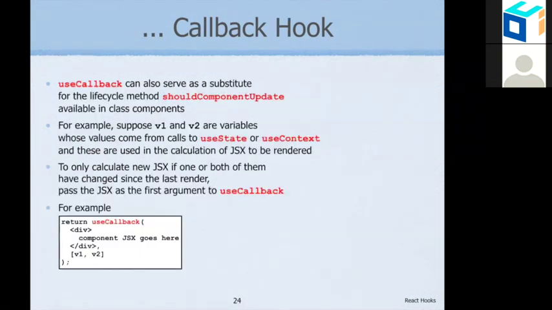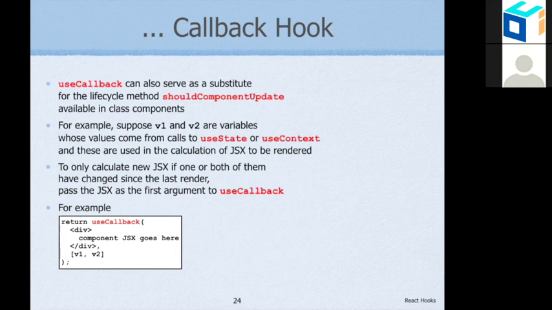So the example I just talked about was using the use callback hook for callback functions. But the other use you should consider is as a substitute for where you would have used should component update in a class-based component. And what I'm after here is that I want to help out React by telling it, hey, if these values have not changed, don't even think about re-rendering this JSX. You don't even have to do the virtual DOM difference to determine that.